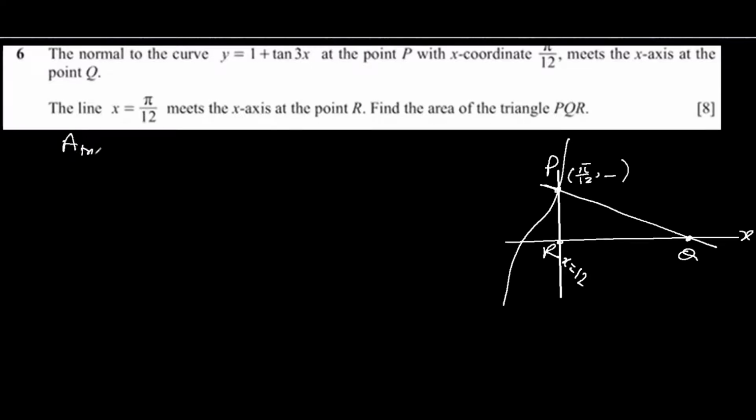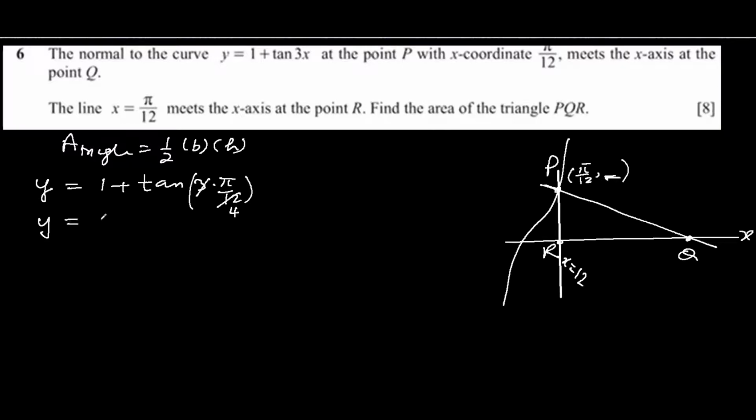The area of a triangle is half base times height. To find the height, we'll have to find the y coordinate of P. So let's find the y coordinate of P first. y equal to, in place of x, we'll put pi by 12. 1 plus tan 3 times pi over 12. 3 and 12 cancel, so it becomes pi by 4. tan pi by 4 is 1. So y equal to 1 plus 1 equal to 2. So we know the height is 2.